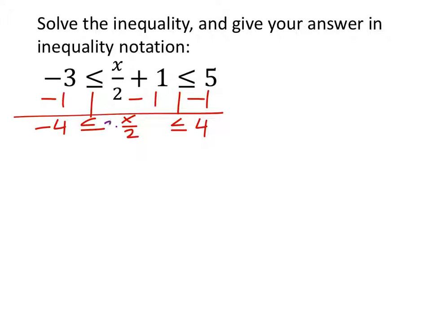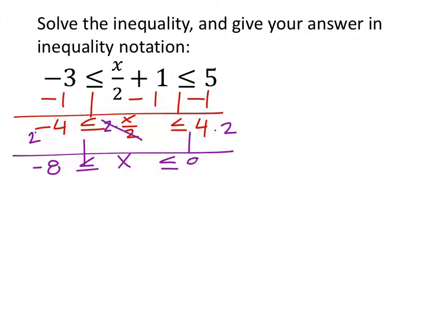Finally, we'll need to multiply this middle part of the inequality by 2 so that I get 1x, which is what we want. But again, if I do it to 1, I've got to do it to all 3. So on this one, 2 times negative 4 is negative 8, which is less than or equal to x, which is less than or equal to 8. So this is the inequality. Of course, next up we would want the graph.